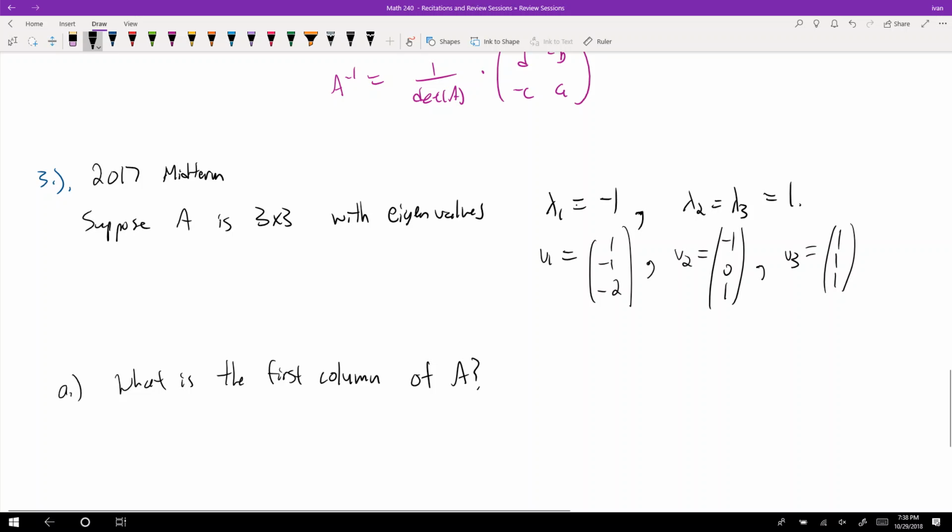Okay. So there are 3 ways to do this problem. The first way is to brute force an A that gets you this. All right, good luck. The second way is to do what we just did before, and so we'll go down that path. Third way, there's a shortcut, so we'll talk about that last. But what is the first column of A? So how do we find A?